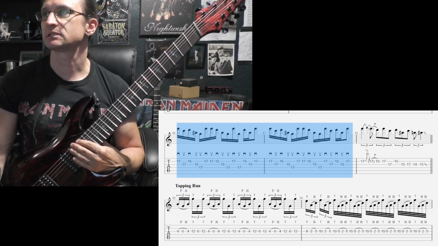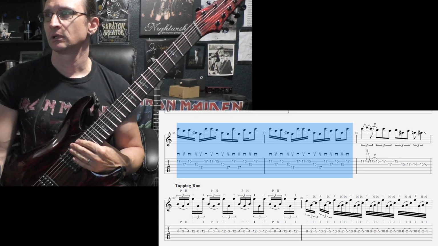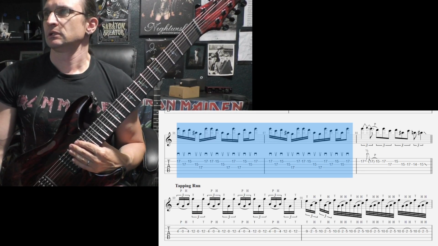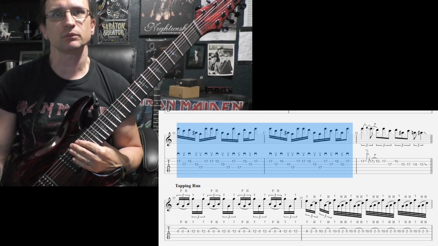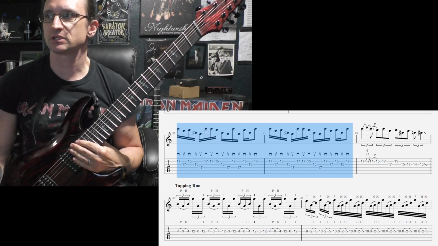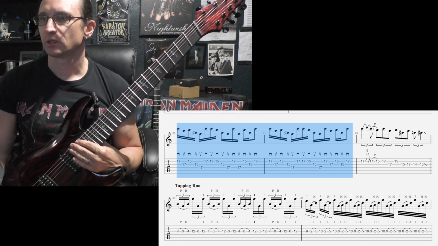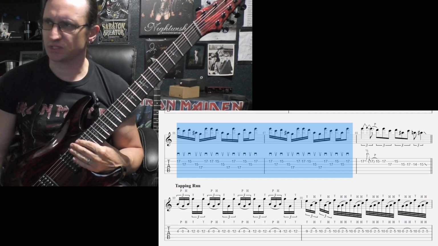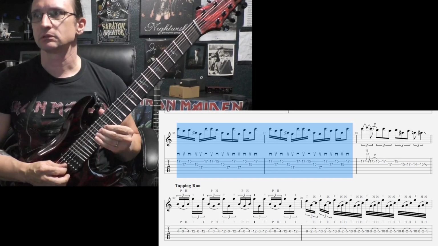So if you get the 8th note version to at least 220, you should be okay, but definitely push it further. Push it as far as you can, really. The faster you can play this, the easier it'll be to do the whole thing, right? Anyway, let's try it at 120, see if I can.